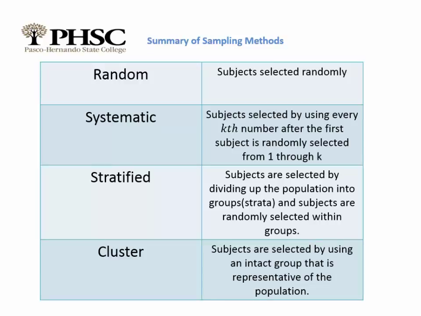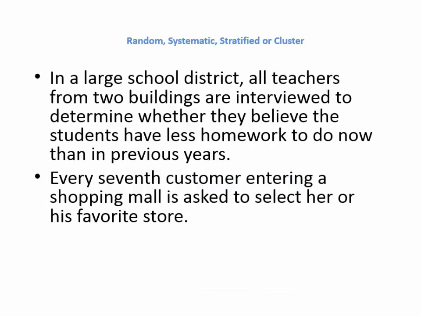So here, again, is a summary of the sampling methods. So random, subjects are selected randomly. Systematic, subjects are selected using every kth number after the first subject is randomly selected from 1 through k. Stratified, subjects are selected by dividing the population into groups or strata, and the subjects are randomly selected within each group. And then cluster, subjects are selected using an intact group that is representative of the population, and then for each cluster, the entire cluster is sampled.